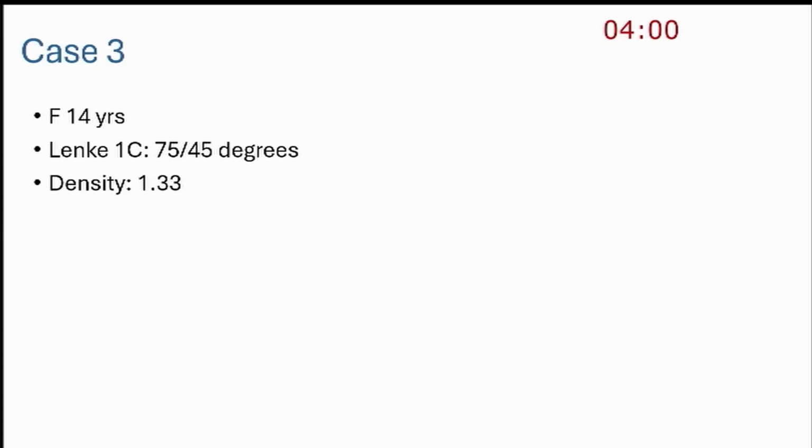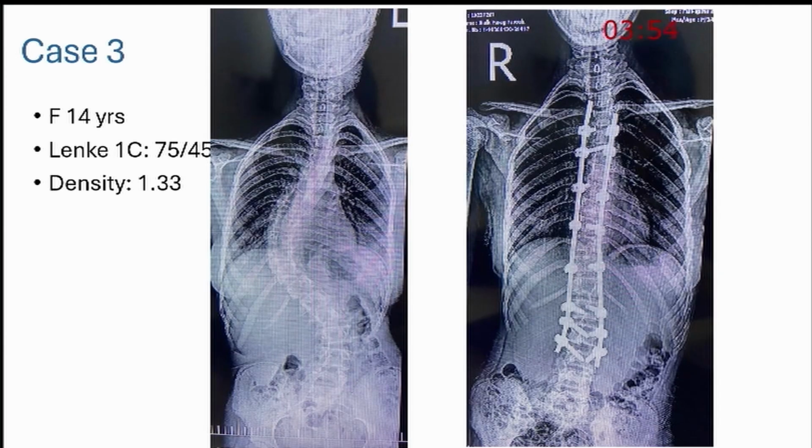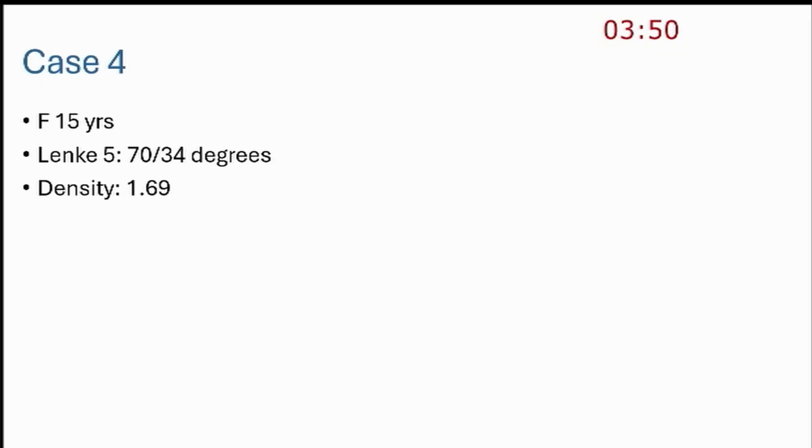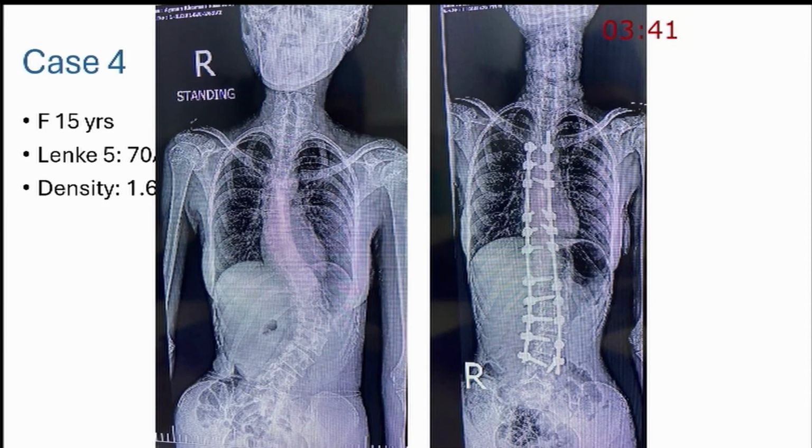This is a 14-year-old female, Lenke 1C, 75 and 45 degrees. Density was 1.3, and this is the post-operative. This is a case of a 15-year-old female, Lenke 5, 70 and 34 degrees with density 1.6. This is an intermediate density.